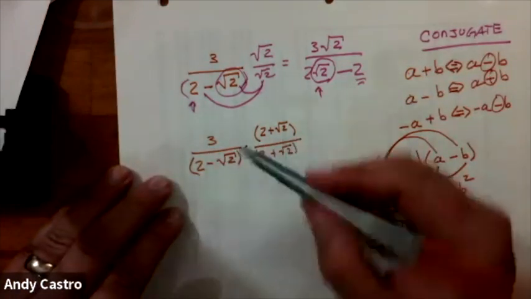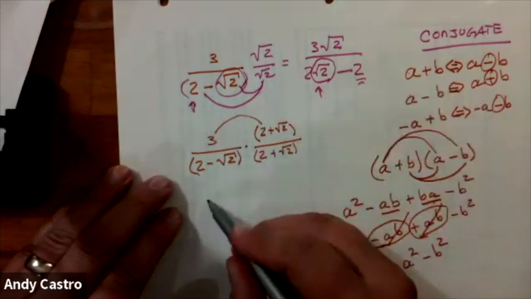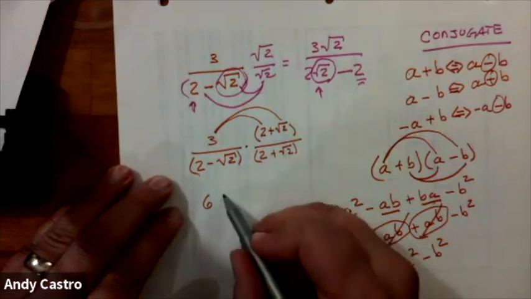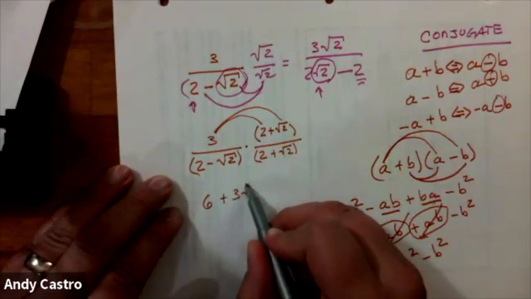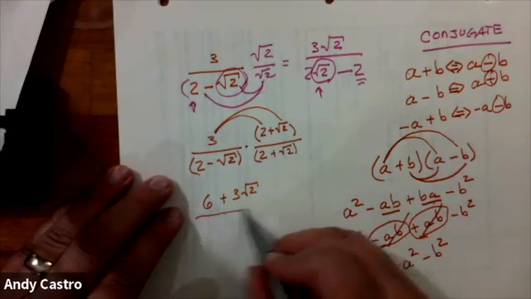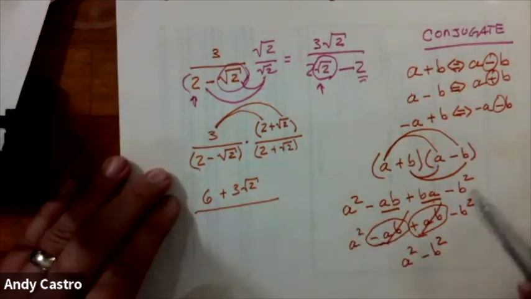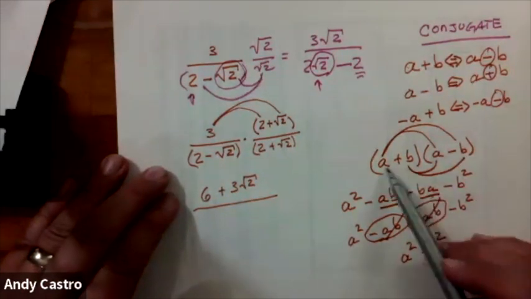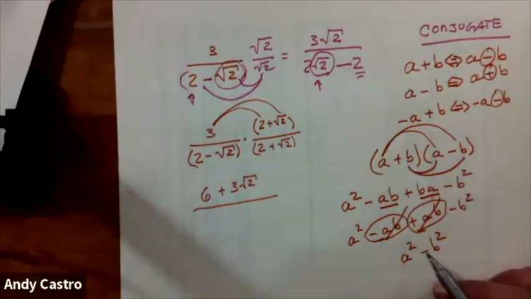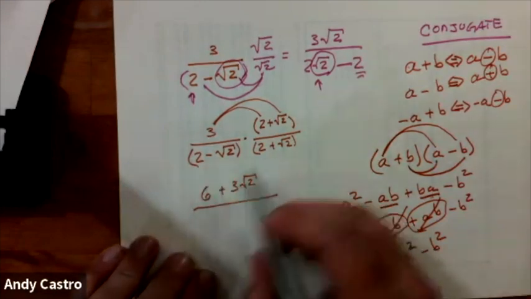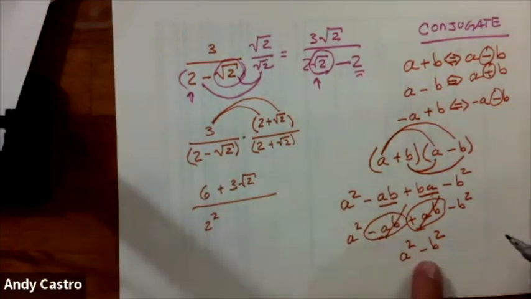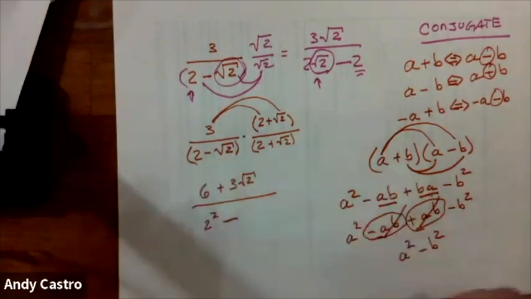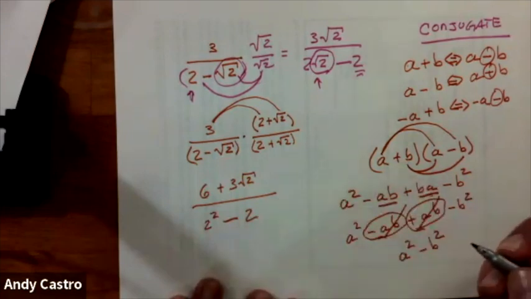All right, so let's multiply across the top. 3 times 2 is 6. 3 times the square root of 2 is 3 times the square root of 2. Then here on the bottom, we already looked at what happens with the conjugate here. A plus B, A minus B, we have A squared. So that's 2 squared minus B squared. Square root of 2 times the square root of 2, that's just 2.